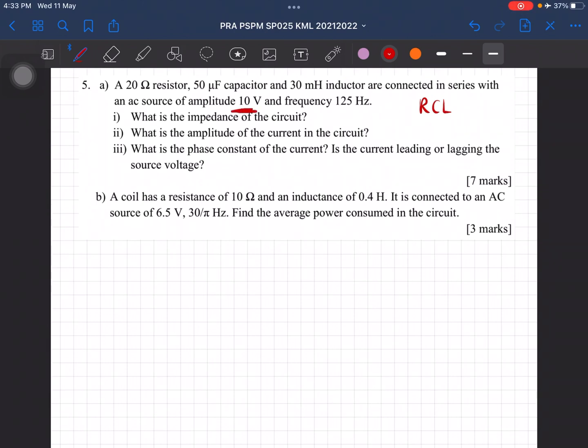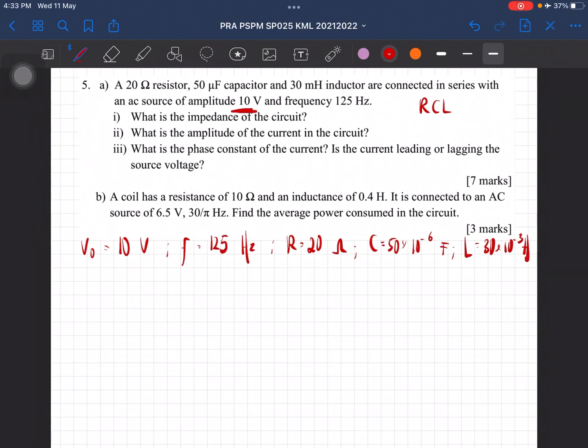So that is given as the peak voltage, which is equal to 10 volt, and then we have the frequency, which is 125 hertz. So we do have the information of each of these components. That is 50 microfarad, and the inductor is 30 millihenry. Okay, so what is the impedance of the circuit?